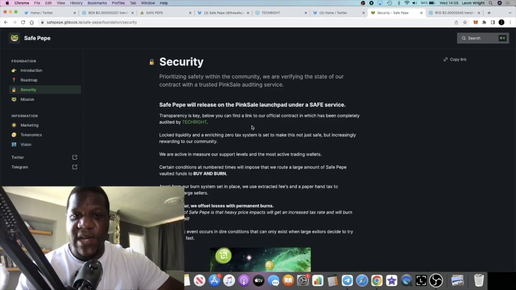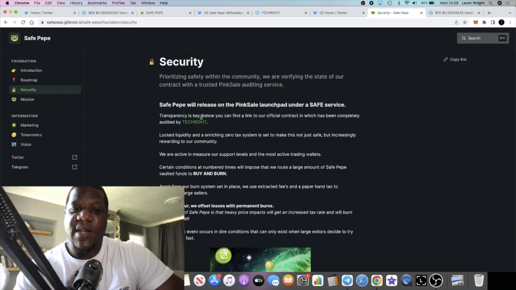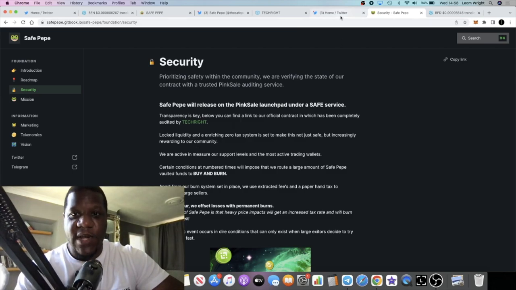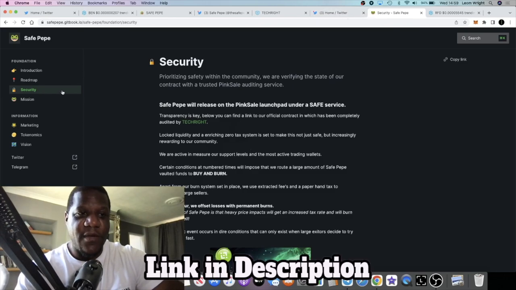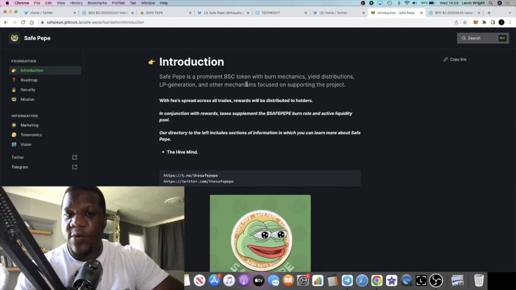Okay, security. They're going to be launching once again on Pinksale under a safu service. Transparency is key. It says here locked liquidity, zero tax. They also have rewards, so they're going to be distributing rewards through this project. If we go to the introduction, Safe Pepe is a prominent BSC token with bear mechanics, yield distributions, LP generation, and other mechanisms focused on supporting the project with fees spread across all trades. Rewards will be distributed to holders in conjunction with rewards, taxes, supplement to burn rate, and active liquidity pool.